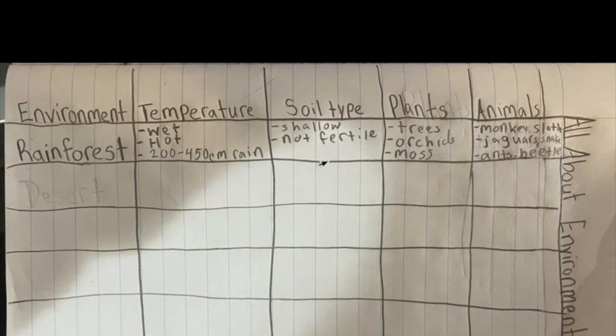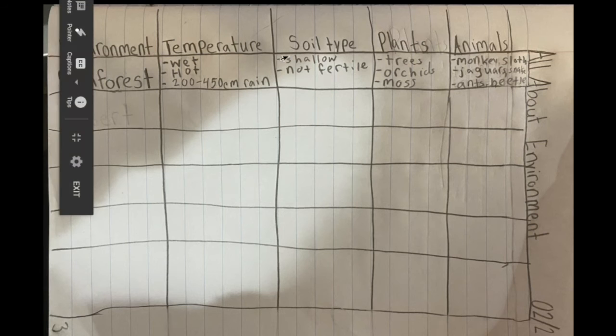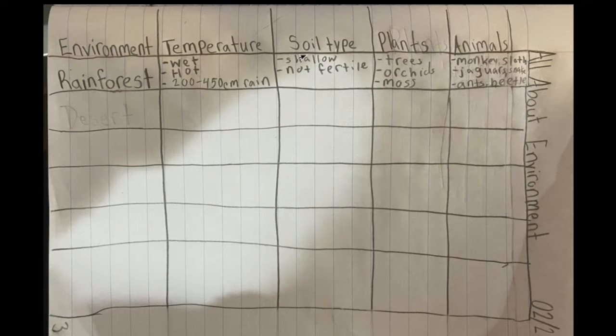When we were looking at our environments, this is the chart that we began last Thursday. We read about environments and learned about the temperature, the soil, plants and animals. The temperature and the soil were the non-living factors that made up that environment. The plants and the animals are the living factors that make up that environment.